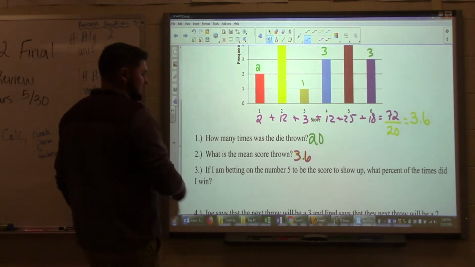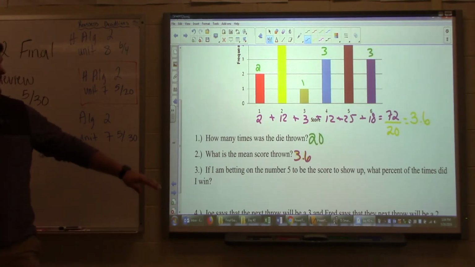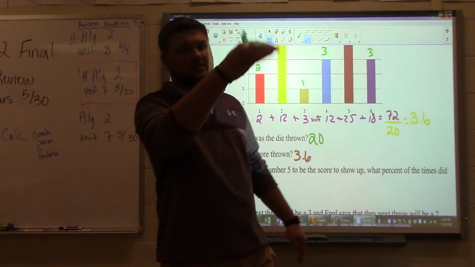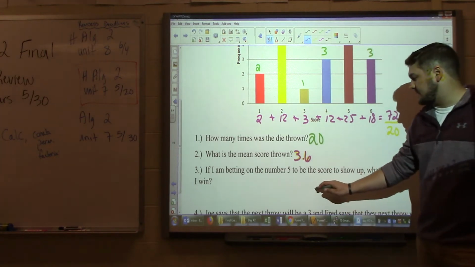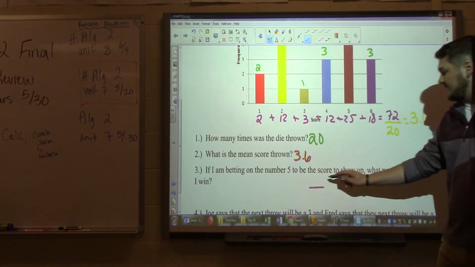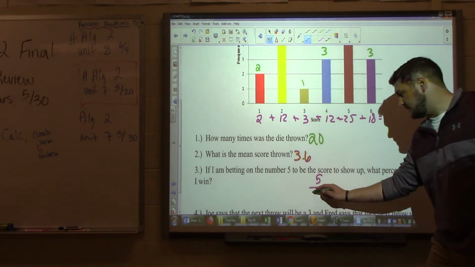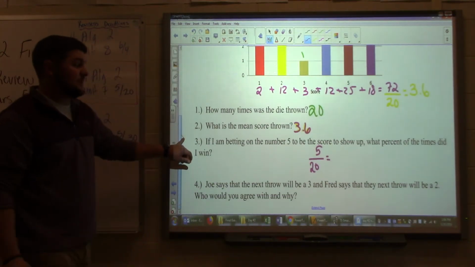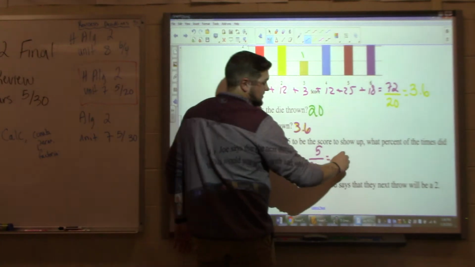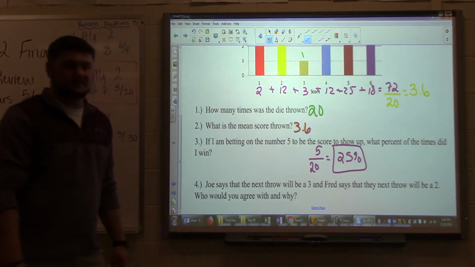Okay, if I'm betting on the number 5 to be the score to show up, what percent of the times did I win? So this is saying you bet on 5 to be the score every single time. What percent did you win? Well, how many times did 5 come up? 5. Out of how many total times were there? 20. So, what percent of the time did we win then? 25% of the time. This isn't so bad right now, is it?